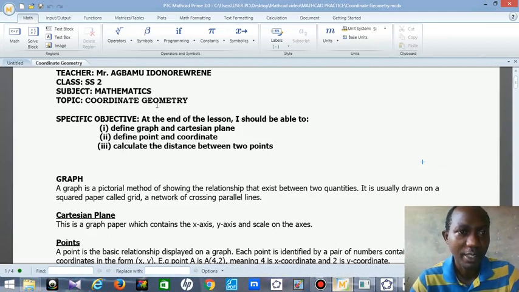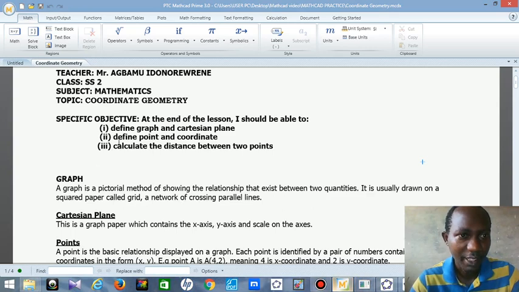I'm here to teach mathematics on the topic coordinate geometry. And in today's class, my objectives are to define graph and Cartesian plane, define point and coordinate, and calculate the distance between 2 points. Okay, let's go straight to today's class.